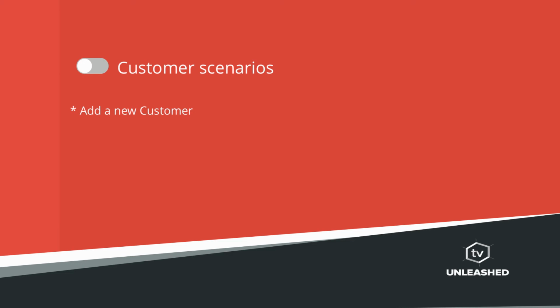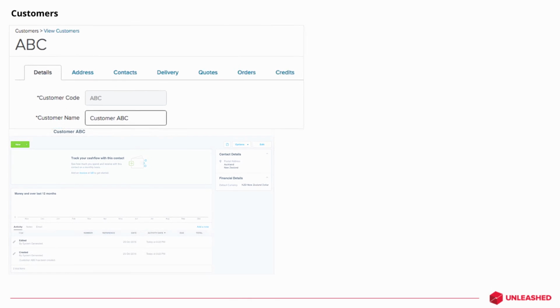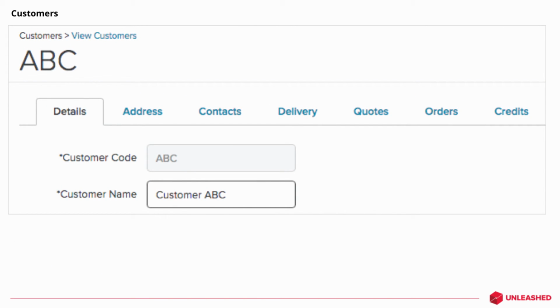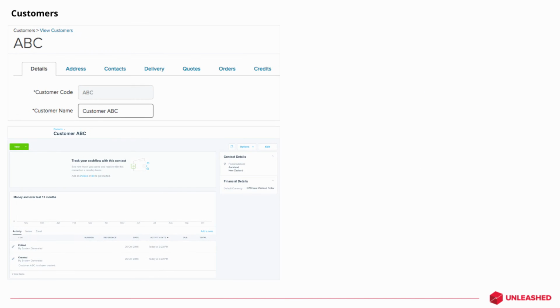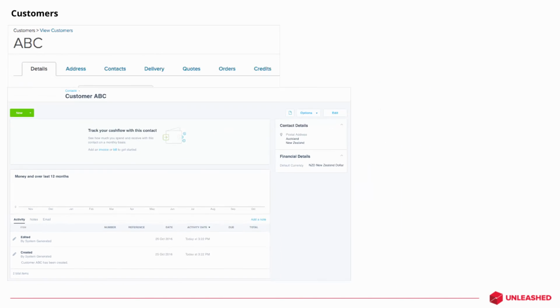Here are a few scenarios for customers. A new customer created in Unleashed will send a customer contact to Xero. So here I have created customer ABC in Unleashed. When we look at Xero, we will be able to see customer ABC under contacts. Please note also that there is a limit of 5 contacts for each customer.